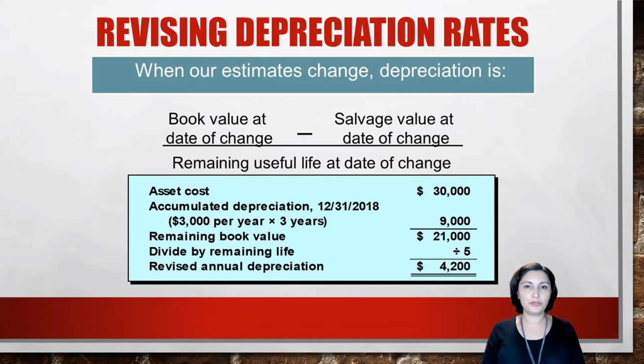The asset had a cost of $30,000 and a 10-year useful life with no salvage value. Under straight line depreciation, $3,000 of expense is recorded in each of the first 3 years. Let's calculate the depreciation expense at the end of the 4th year. The original cost of the asset was $30,000. Accumulated depreciation has a balance of $9,000 at the beginning of the 4th year. The remaining book value is $21,000 and the remaining useful life of the asset is 5 years. So depreciation for each of these 5 years will be $4,200.